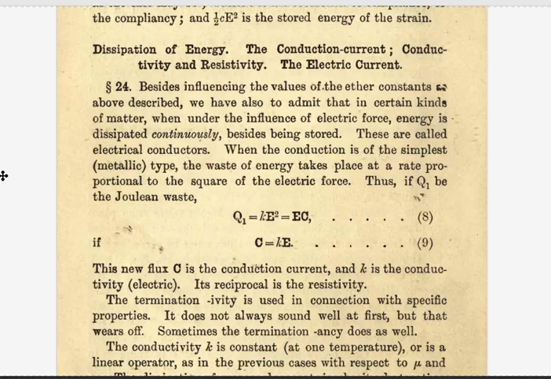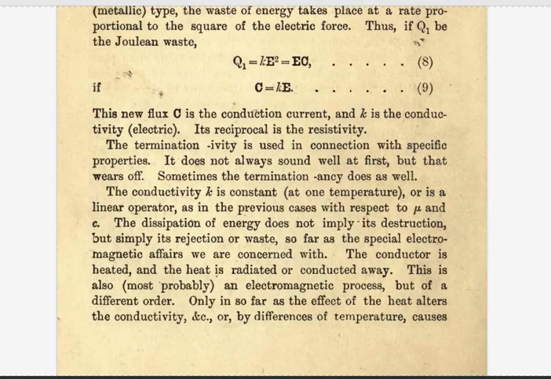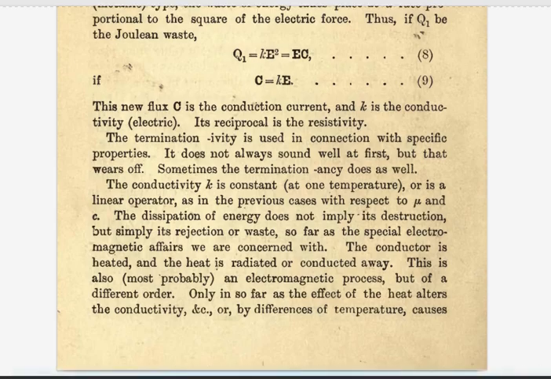When the conduction is of the simplest metallic type, the waste of energy takes place at a rate proportional to the square of the electric force. Thus, if Q1 be the Joulean waste, Q1 equals K times E squared, and also E times C, if C equals K times E. This new flux C is the conduction current, and K is the electric conductivity. Its reciprocal is the resistivity.